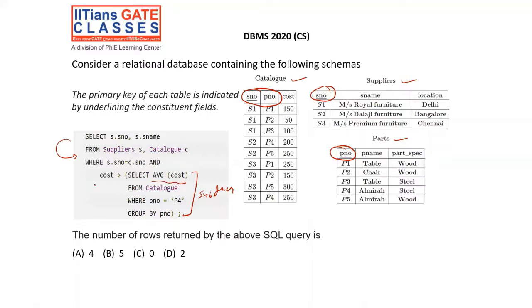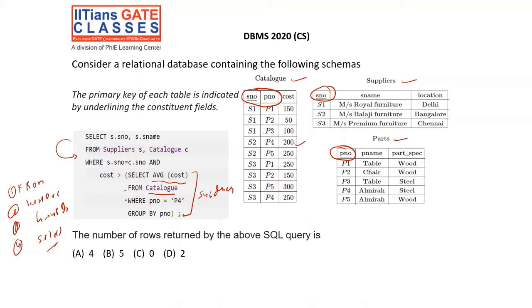And one more point: in an SQL query, first we have to start the execution from the from clause. First is the from, then the second is the where part, then third is the group by, and fourth one is the select. So we go directly to the from clause. In the from clause, only one relation or one table is given. So this catalog table is given.